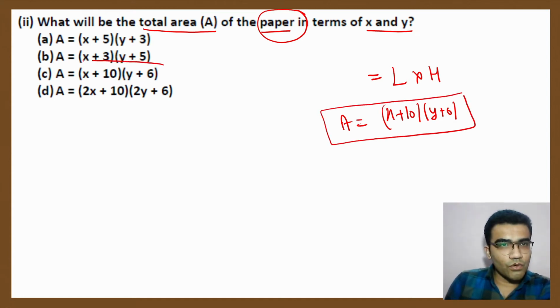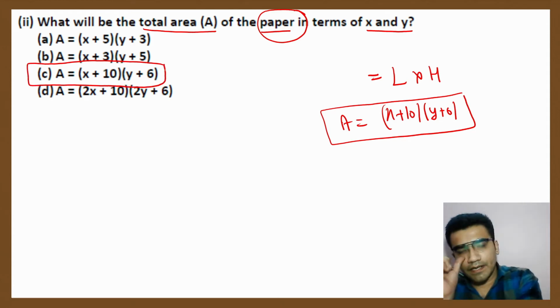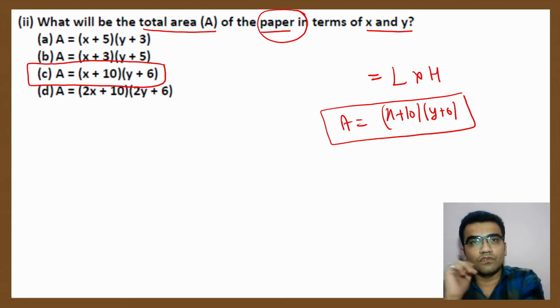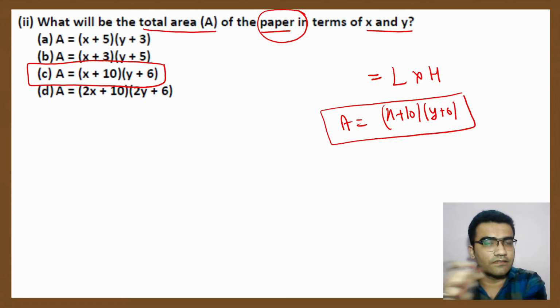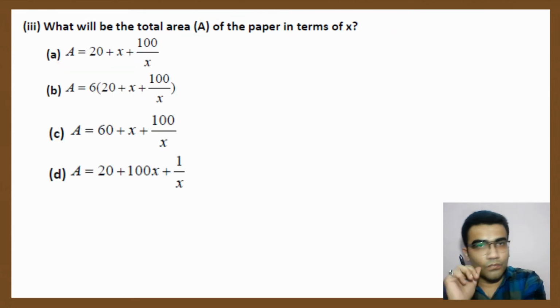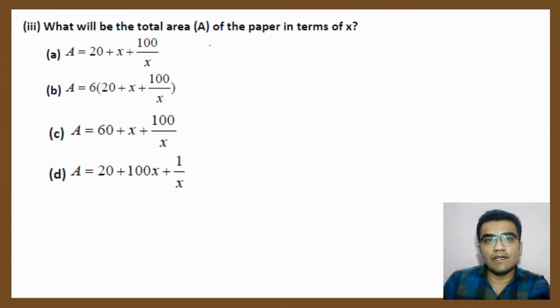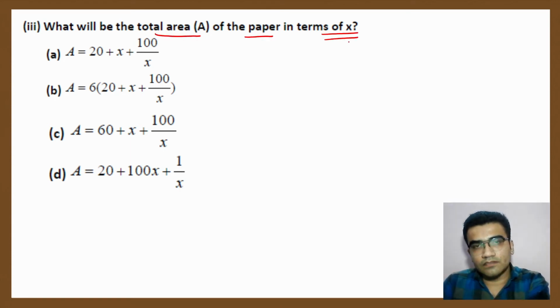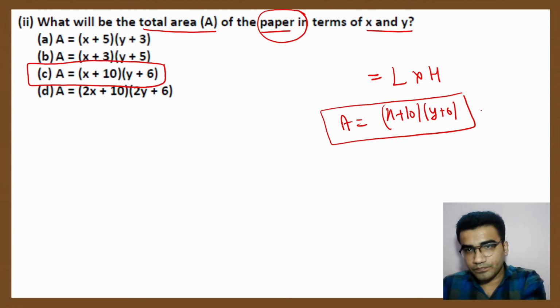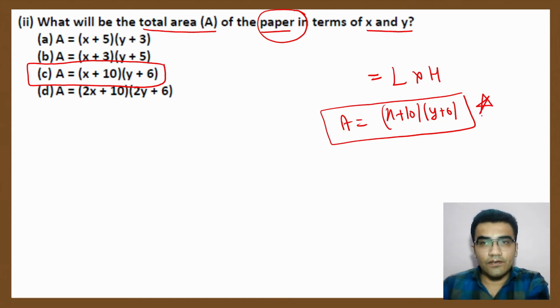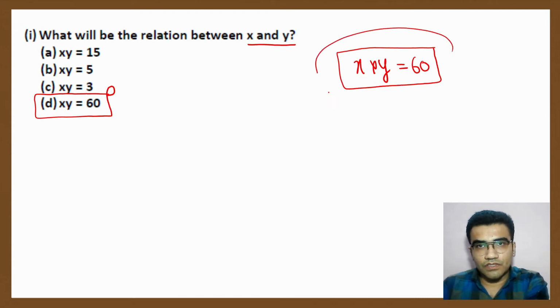So option number 3 is our correct answer, right? Capital A, the total area in terms of x and y, is x plus 10 multiplied by y plus 6. Very basic question. Now let us proceed to question number 3, which says to find the total area of the paper in terms of x, which means we convert this equation in terms of x, and for converting we will use this equation.